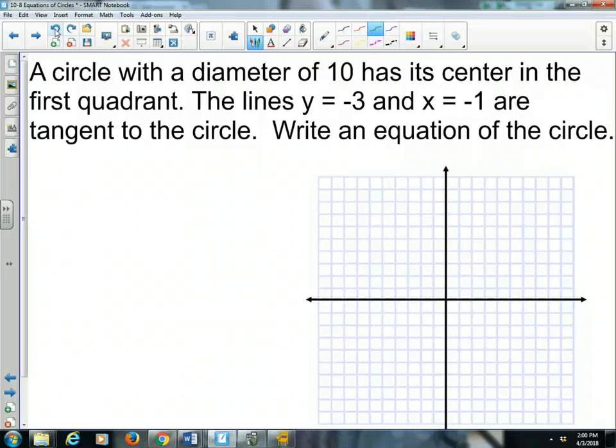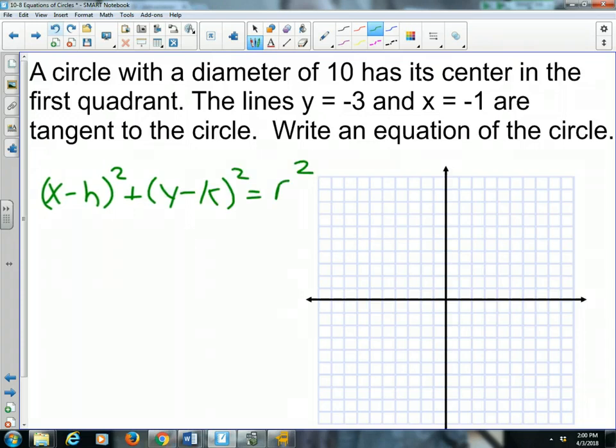So we want to write the equation of a circle. Well, to write the equation of any circle, x minus h quantity squared plus y minus k quantity squared equals r squared. To write the equation of any circle, we got to know the center and we got to know the radius. So center, don't know it yet. Radius, well, it tells us that the diameter is 10, so the radius is 5. So we just got to find that center, and then we got it.